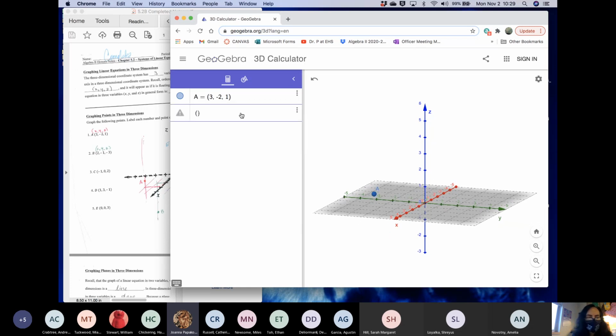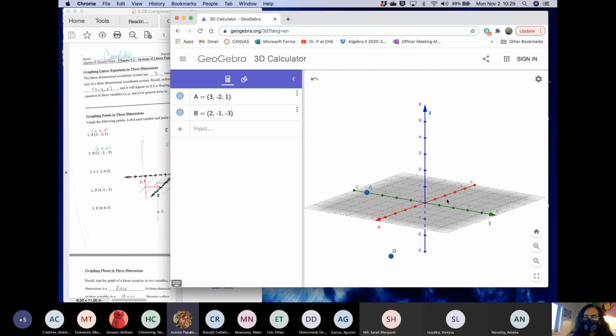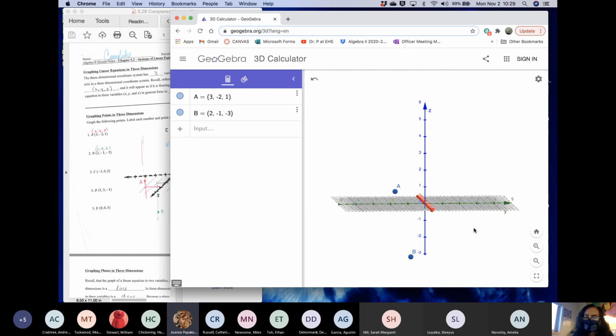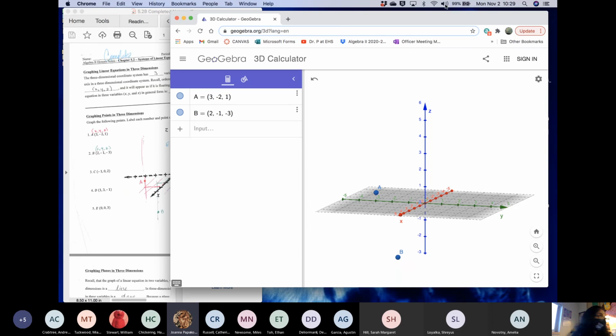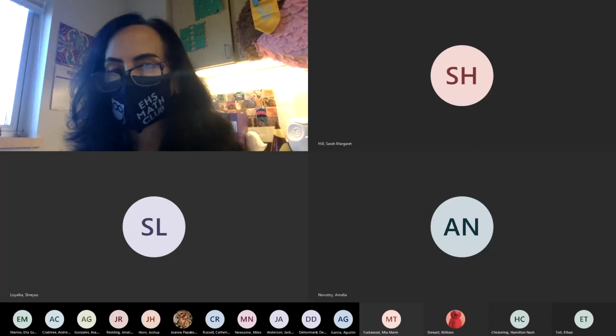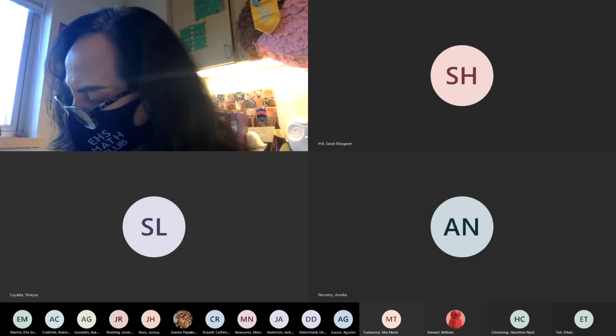Now I can plot another point. I could say, oh, I want to see the next one, (2, -1, -3). So there's that point. We went forward 2, we went back 1, and then we went down 3. So this allows you to better visualize in 3 space what these points look like. Are there any questions about plotting points? Okay, let's go back and move forward then.